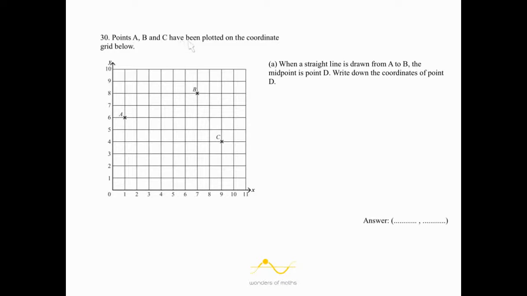Points A, B and C have been plotted on the coordinate grid below. When a straight line is drawn from A to B, the midpoint is point D. Write down the coordinates of point D.